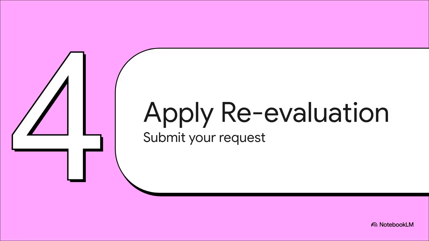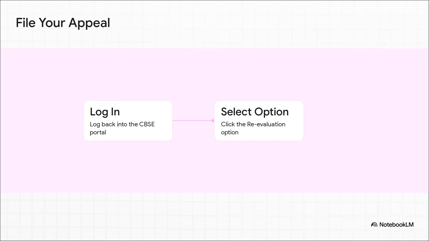Section 4. Applying for reevaluation. Time to submit your request. Okay, so if your detective work actually uncovered some mistakes, here are the exact steps to file your appeal. Step 1, log back into the portal using those exact same credentials we talked about earlier. And step 2, select the reevaluation option. This officially tells the system, hey, I'm challenging this grade based on what I found.